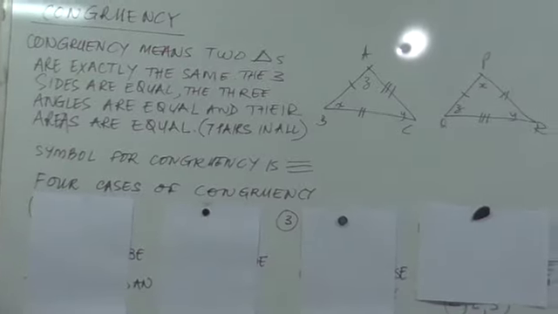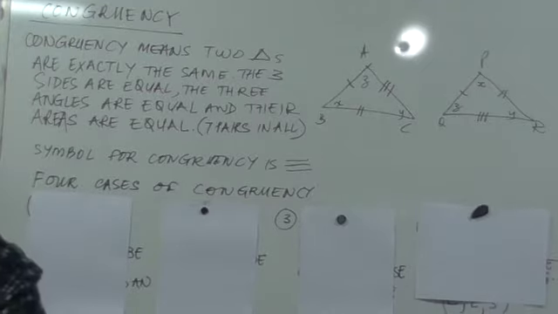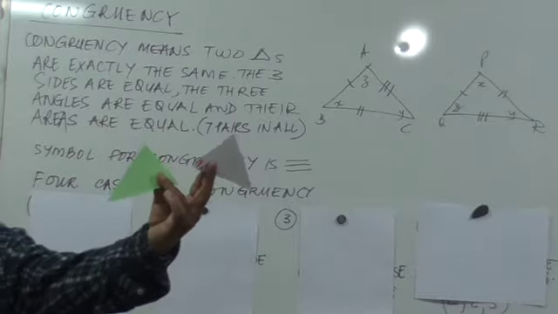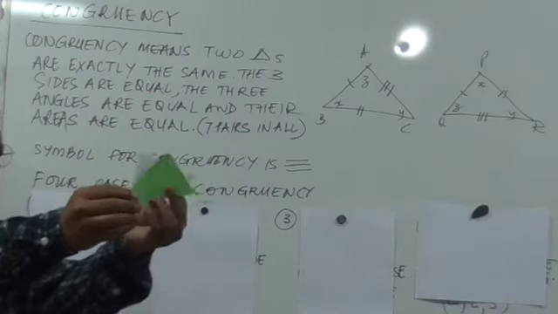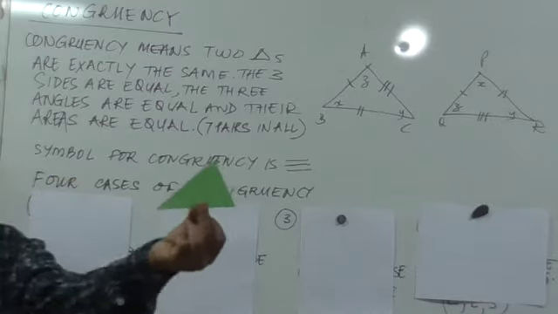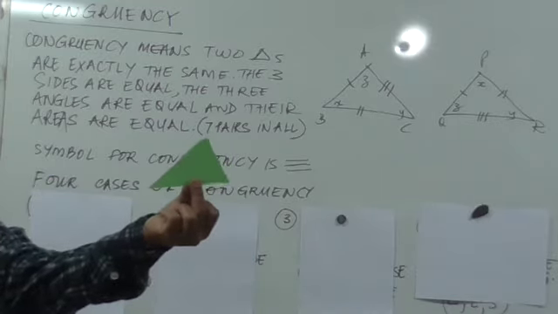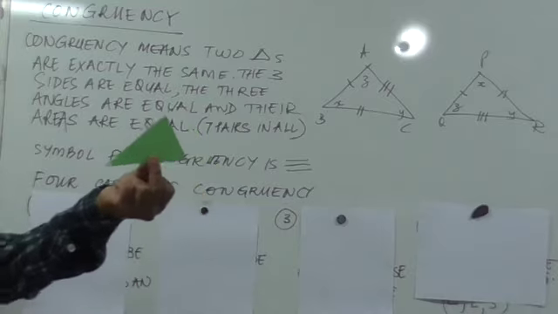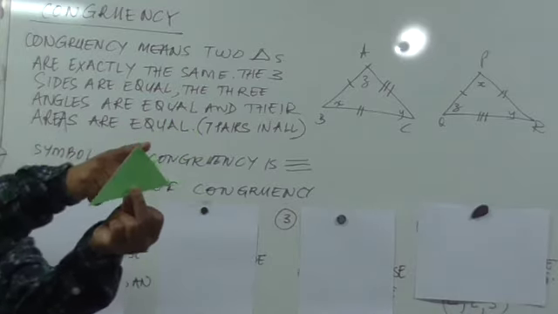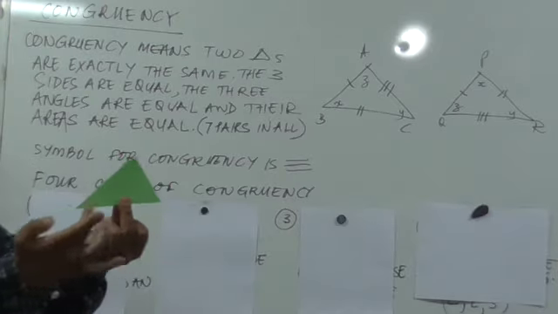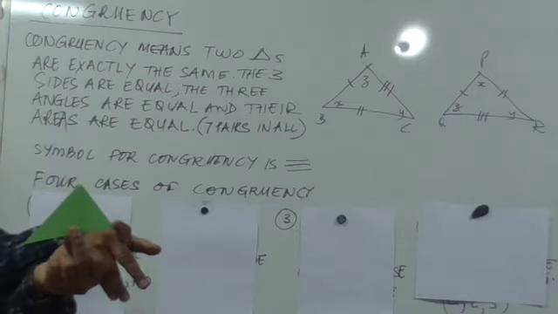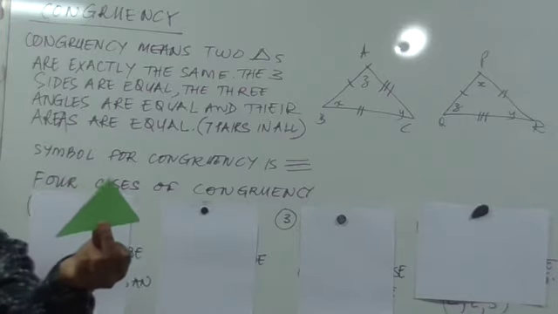So we are going to be studying congruency in triangles. Let's have a look at these two triangles. We've got a green one and a white one. When we compare them, you'll find that these two triangles fit exactly one upon the other. So they are congruent. If two triangles are congruent, then their corresponding sides will be equal, their angles will be equal, plus their area will be equal.